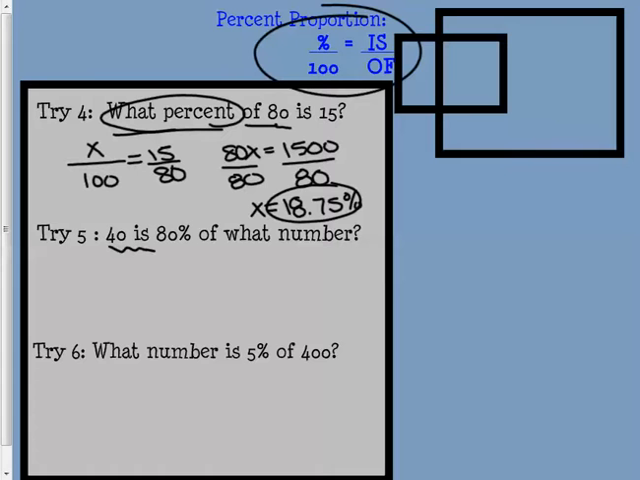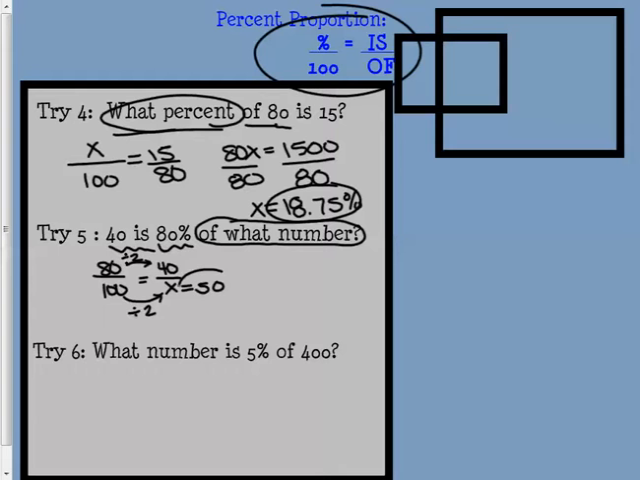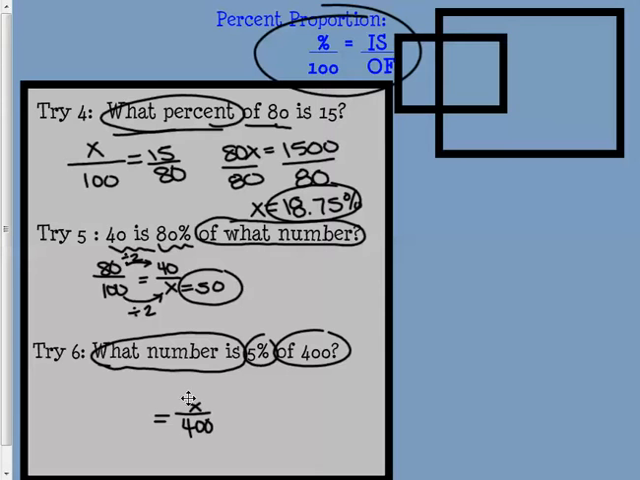Down here, we know that 40 is 80%, but we're unsure of our total. Of always means total. So you set it up, 80 over 100 as your percent, 40 over unknown. 80 to 40 is a division of 2, so we know this is 50. And then down here, we don't know our is, we know our percent, and we know our total is 400. So our x goes on top for our is, 5 over 100. I know that this is a multiplication of 4, so this is also a multiplication of 4, and I get 20.